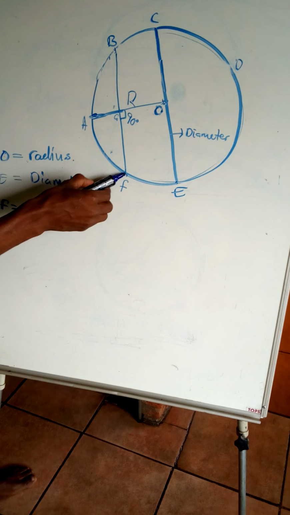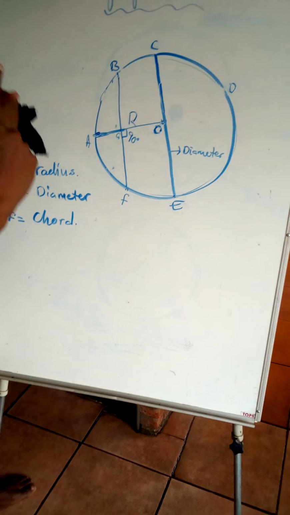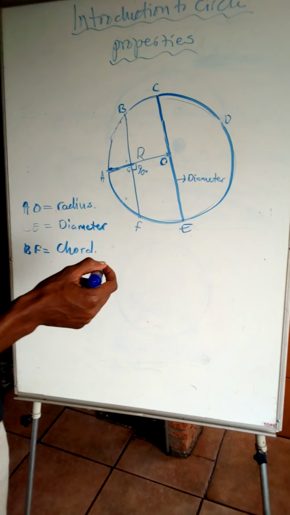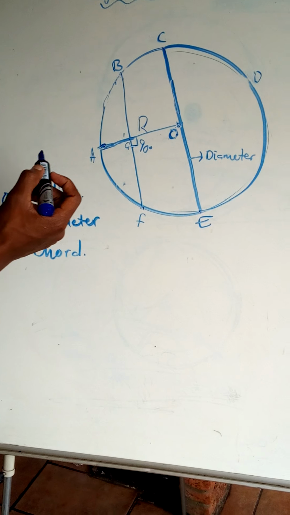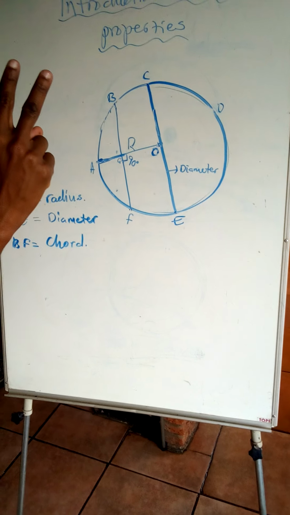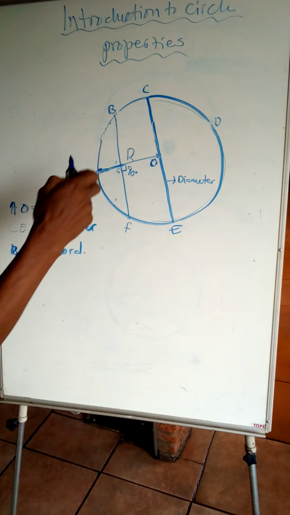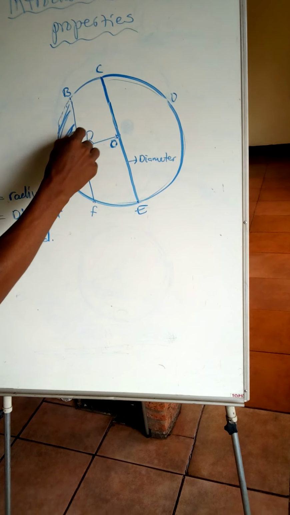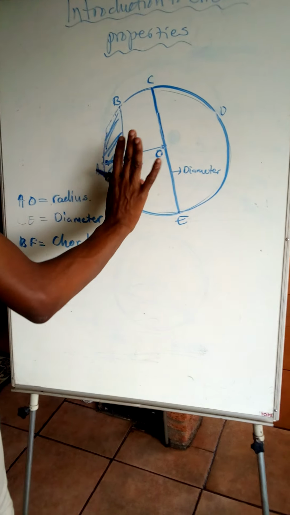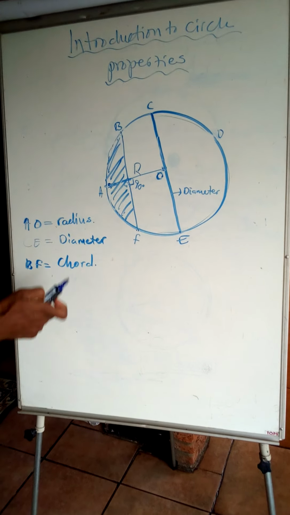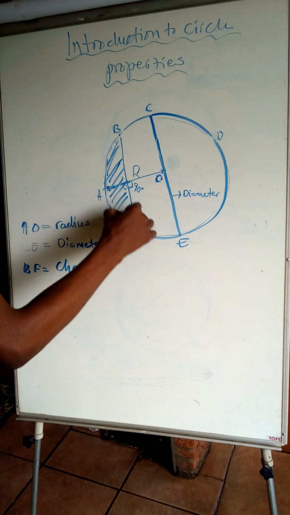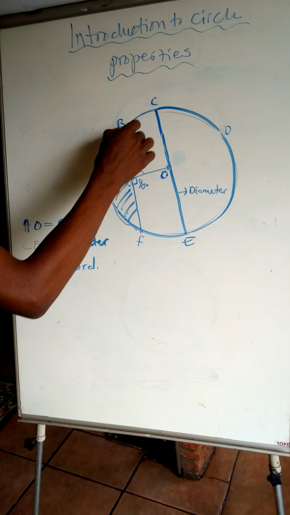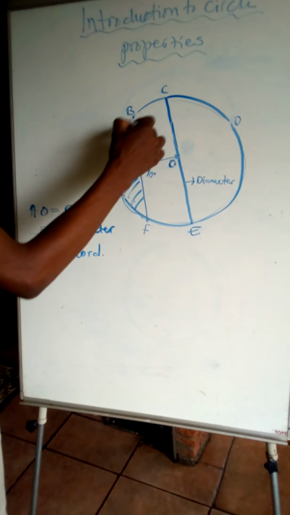Whenever you have a chord and a radius bisecting each other, just know that there is a 90 degrees angle there. And the chord divides the circle into two segments. The minor segment, which is this one, and the other side, which is the major segment. This line is called the arc. This is the arc. From B through A to F, it's called the arc.